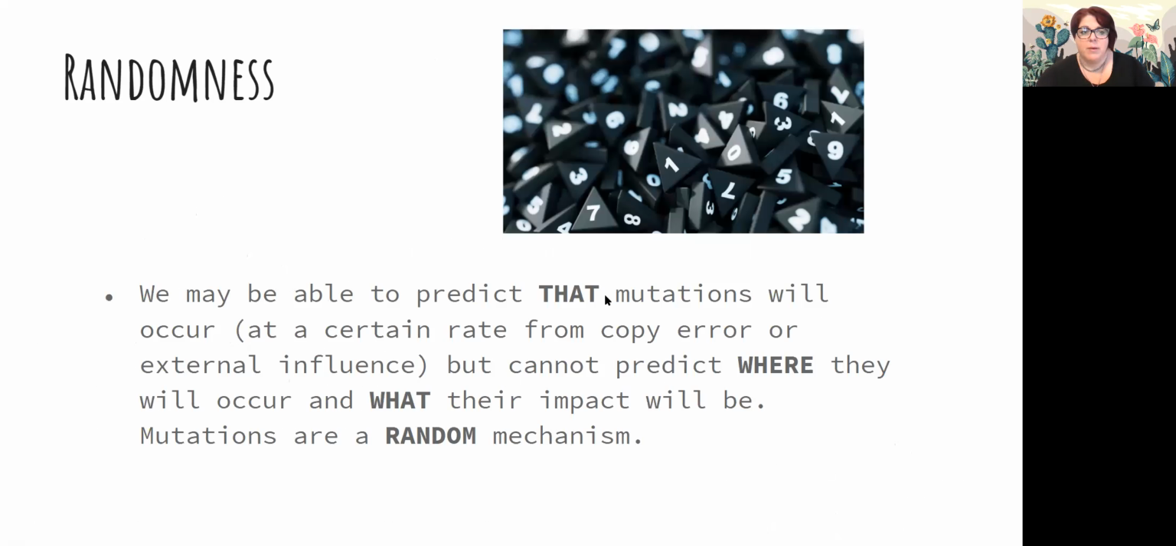So one of the things we talk about with all mutations is randomness. So we might be able to predict that mutations will occur. So there's a certain rate that they will always be present because of just copy error in the DNA or just external influence from being alive out in the world, but we can't necessarily predict where they will occur in the genome and what their impact will be. So for those reasons, we consider mutation to be a random mechanism of evolution.